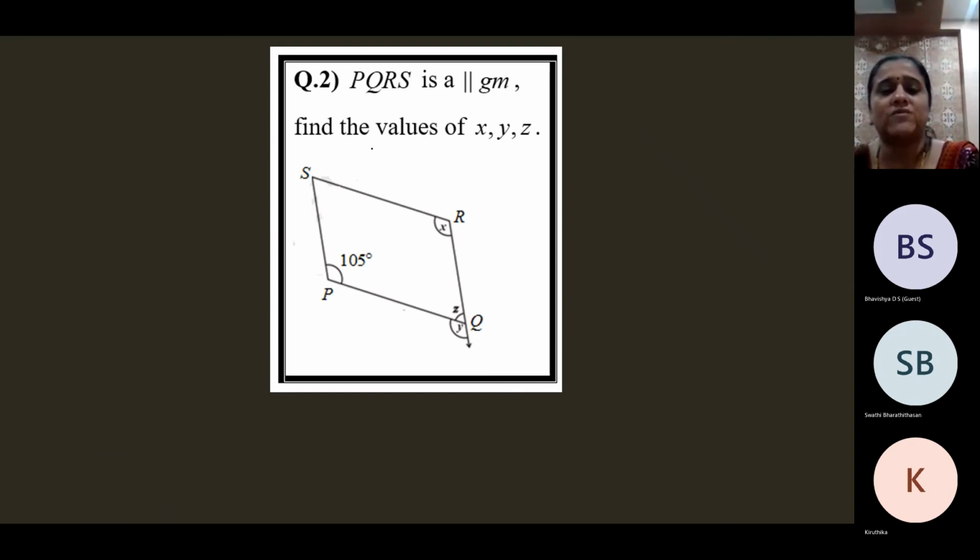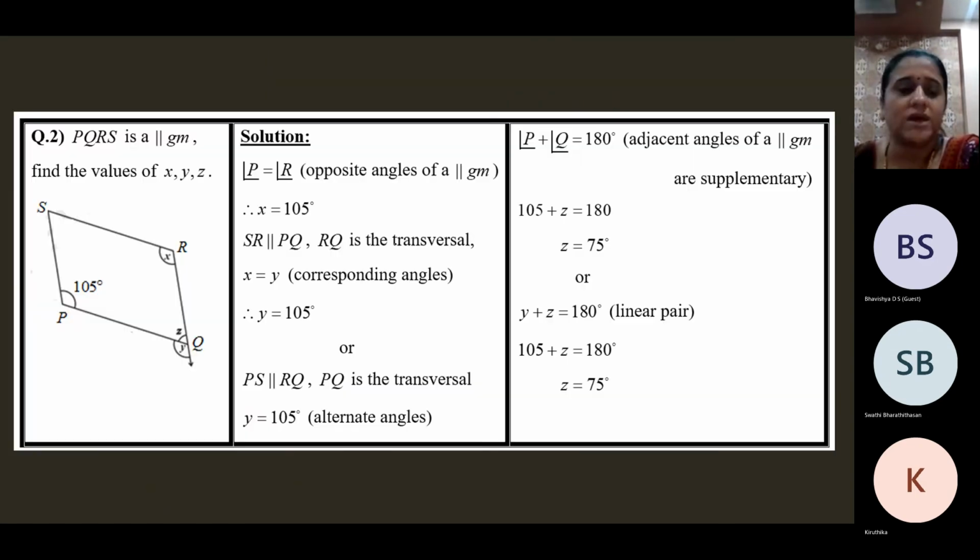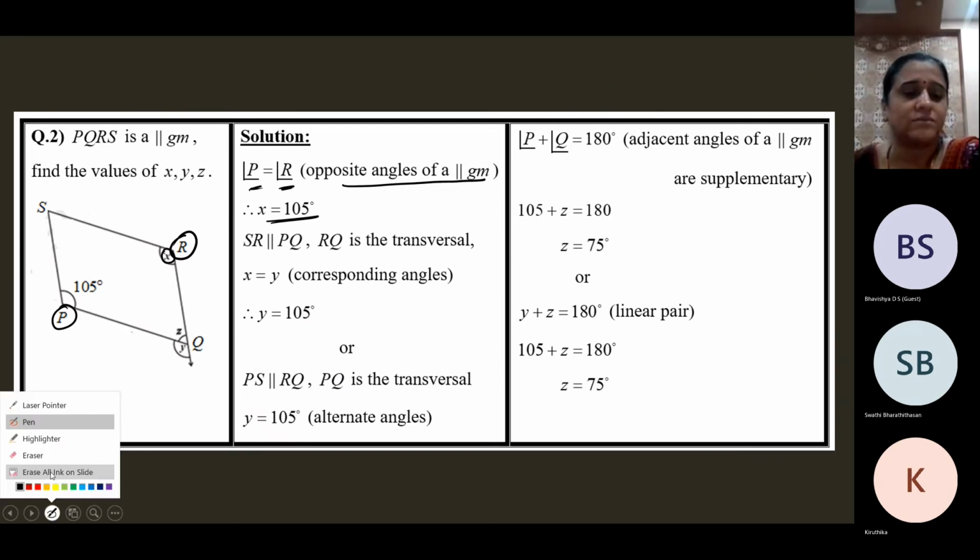PQR is the parallelogram. Find the values of X, Y, and Z. So we know the properties of a parallelogram. In a parallelogram, opposite angles are equal. So angle P is equal to angle R, so X is equal to 105 degrees. Angle P is equal to angle R because opposite angles of a parallelogram are equal.